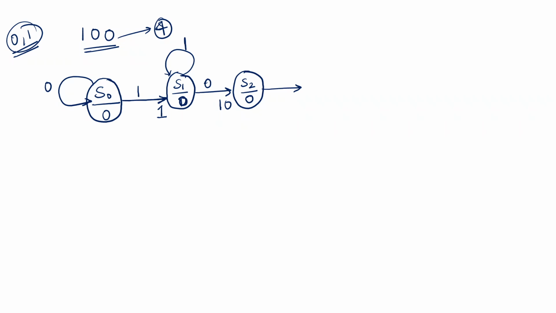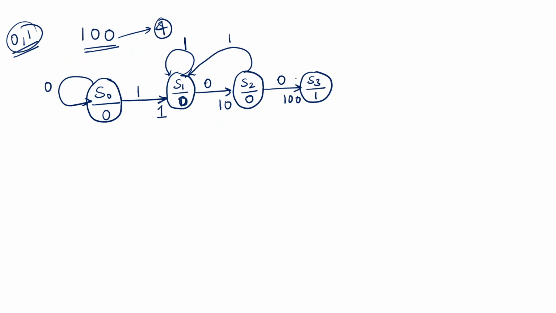If it is 0, I got the sequence. It will go to the next state, S3 by 1. So I got the sequence 1, 0, 0. At S2, if it is 1, it will go to the initial state. Where is the initial state? S1. Okay, it will go to S1.